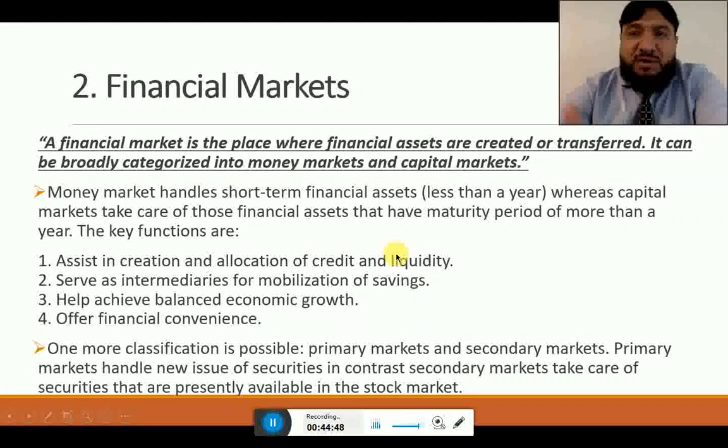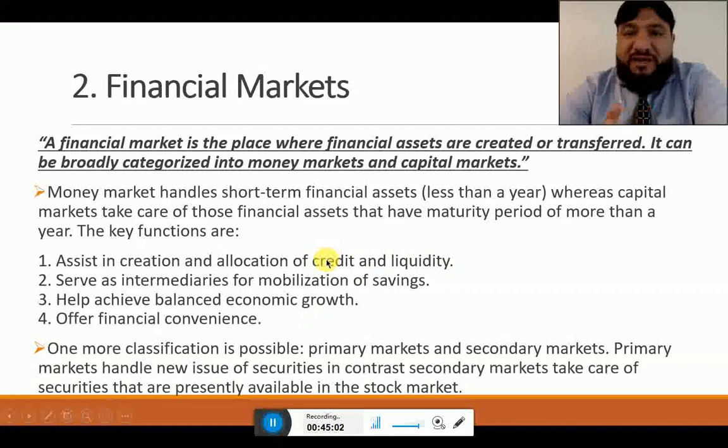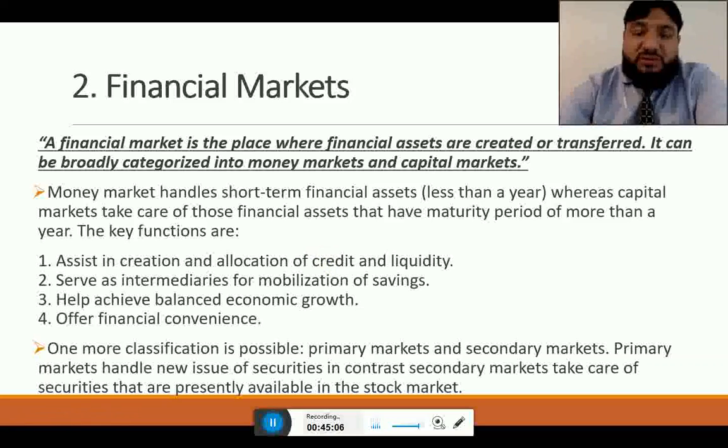Liquidity means converting something into cash. For example, if someone has any valuable asset, they can easily convert it into cash through the financial market. So it's called liquidity. And credit means you don't have money and you want to obtain money. You can do that through the financial market by selling financial assets, or by directly getting a loan from the lender or from a financial intermediary.